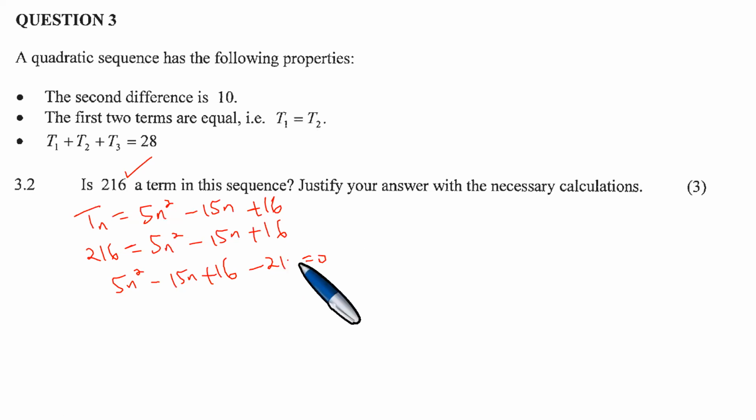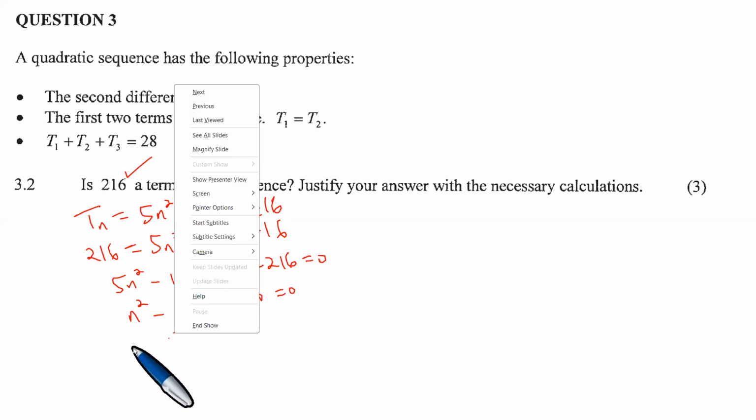So you have 216. You divide through by 5. Before you divide, let's just add this like term, 16 minus 216, so 5n squared minus 15n minus 200 equals 0. Okay, yeah. You divide through by 5 now. What have I done here?